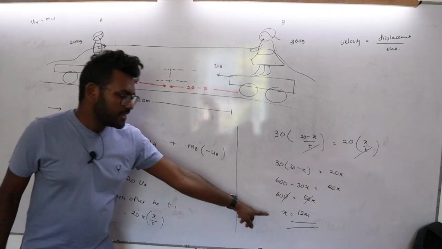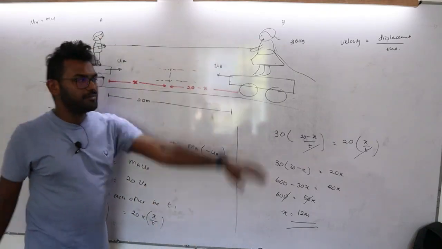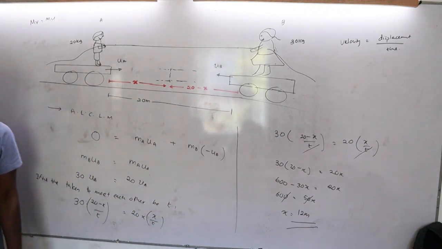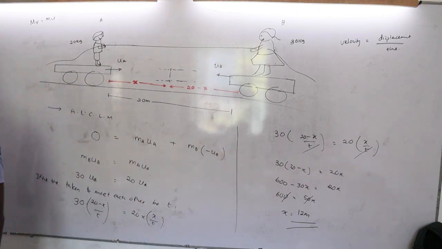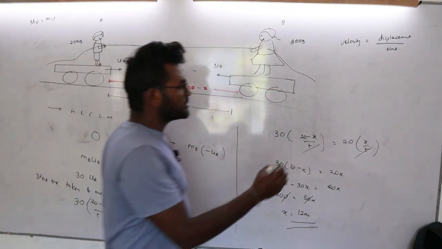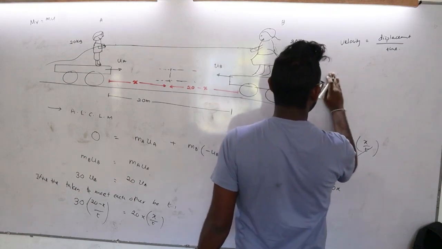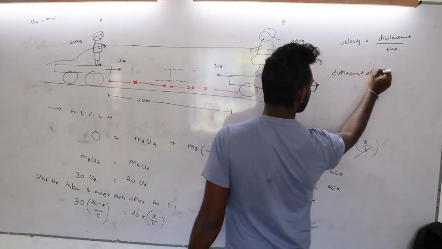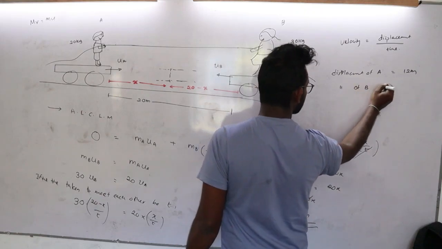That is why A could go faster, right? A is going much faster than B. Okay, copy that. This is how we can relate the velocities with the displacements. After you get all this, you can write: displacement of A equals 12 meters, displacement of B equals 8 meters.